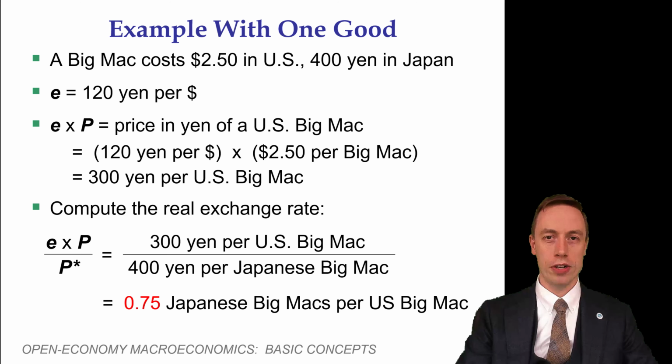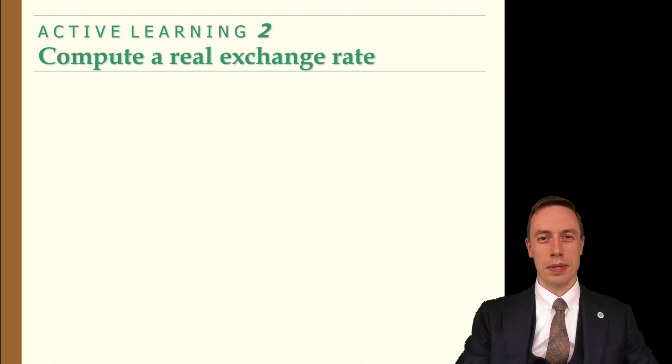Well, you could make a profit by buying the Big Mac in the US, where it's relatively cheaper, and selling it in Japan, where it's relatively more expensive. All right, let's do one more example here where you have a chance to do the math.